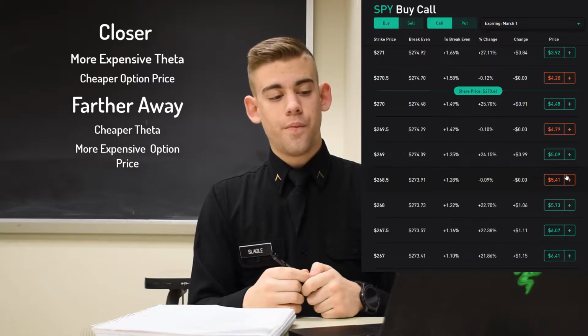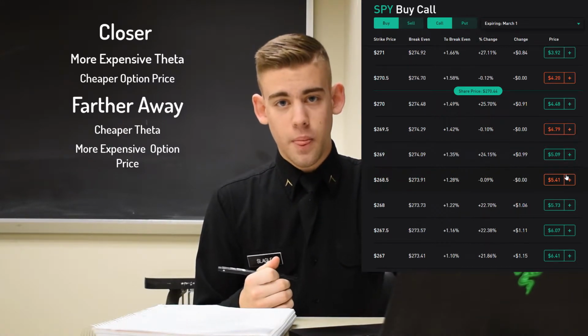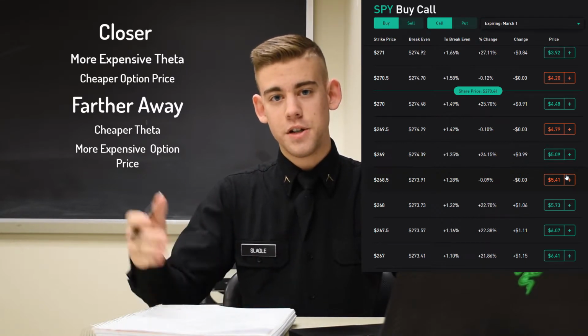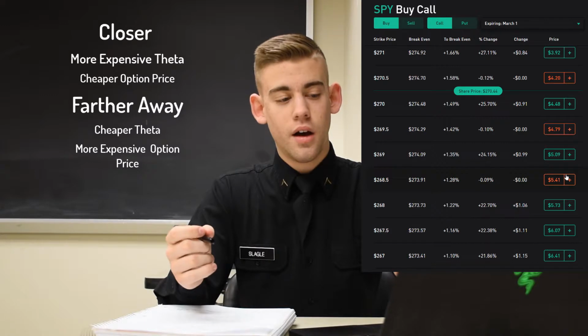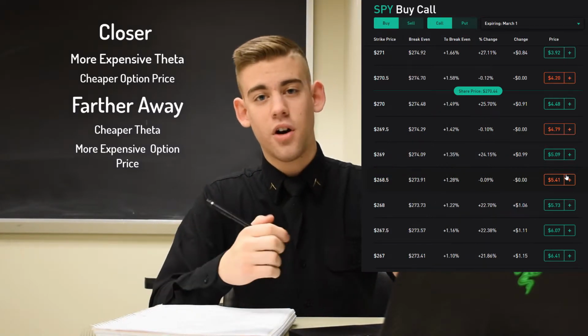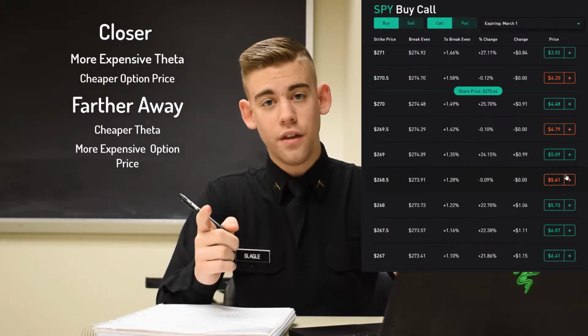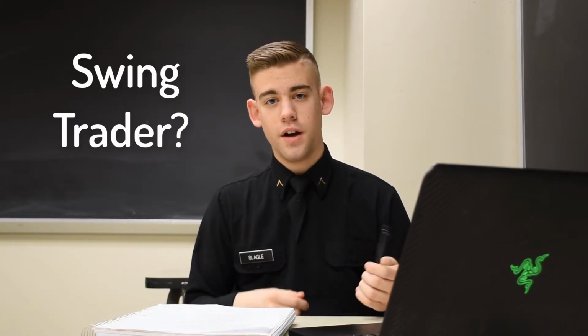So, I mean, this is clearly way more expensive, but you're not going to be burning as much every night as you would if you did one only a week away. The one that was a week away was almost half the cost of this, but the theta was also much more expensive. So this boils down to the question of, are you a day trader or are you a swing trader?